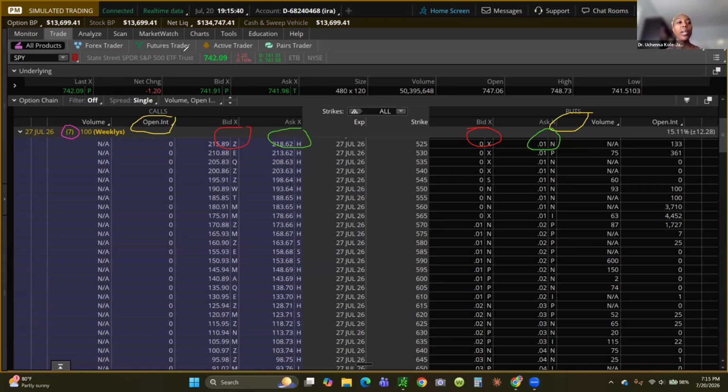So what is it currently trading at? Right now, the SPY is currently trading at $742.09. Okay. The SPY is not a stock, right? It's an index. It holds a basket of 500 stocks. But I'm going to use this example so I can show you how tight the bid ask spread is. Okay.